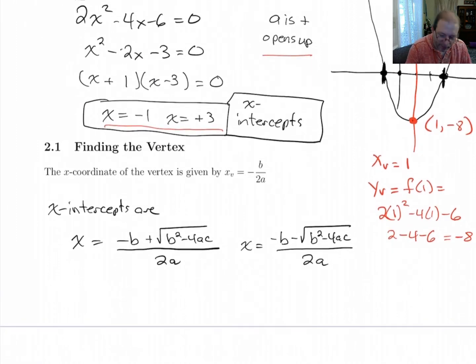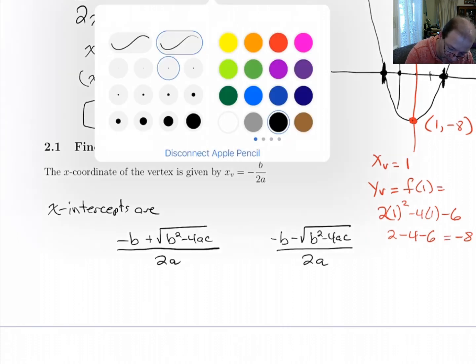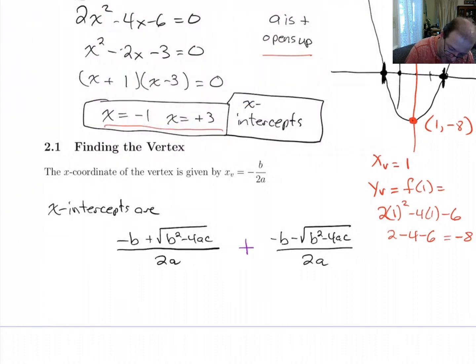If we take the average of these two guys, I'm going to just go back and do this. To take their average, I'm just going to add them together and then divide by 2. Now instead of dividing by 2, I'm going to multiply by a half because I don't have a ton of space left on this.